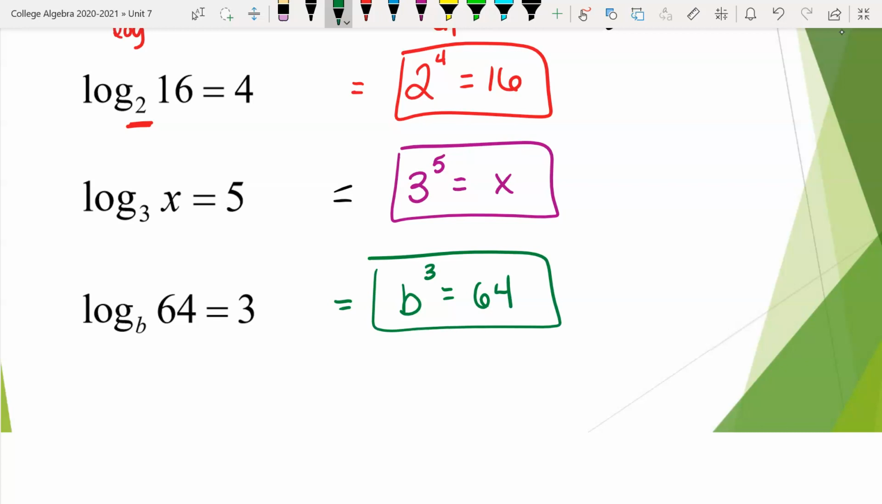All right, and we could solve for b. Right, b would end up being 4. We could also solve for x up here. 3 to the 5th power, you would type it into your calculator. Actually need to grab a calculator to figure out what that is. It's 243. So, you can always solve them. It's just you have to know how to rewrite it in order to solve it. Okay?